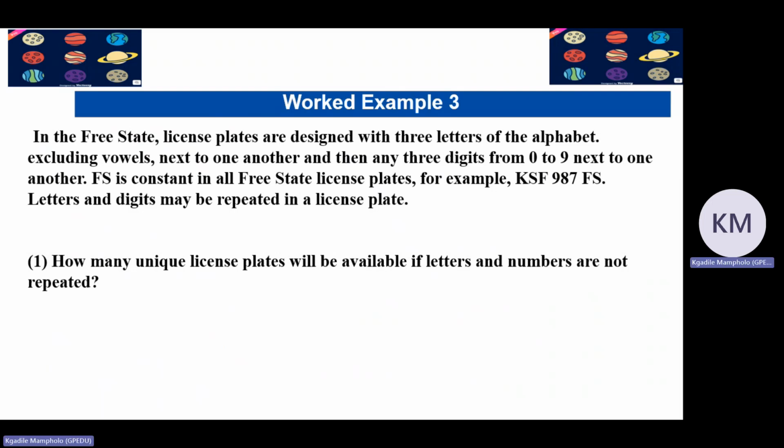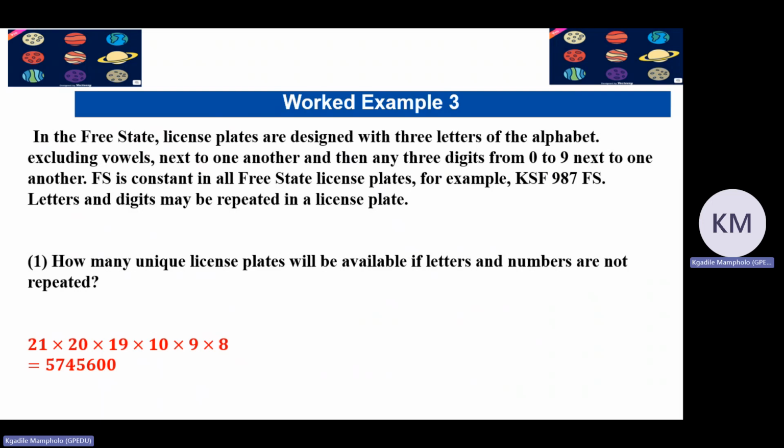Worked example 3. In Free State, license plates are designed with 3 letters of the alphabet excluding vowels next to one another, and then any 3 digits from 0 to 9 next to one another. FS is constant on all Free State license plates. For example, KSF 987 FS. Letters and digits may be repeated in the license plate. How many unique license plates will be available if letters and numbers are not repeated?